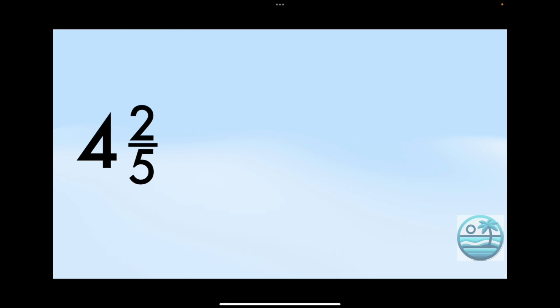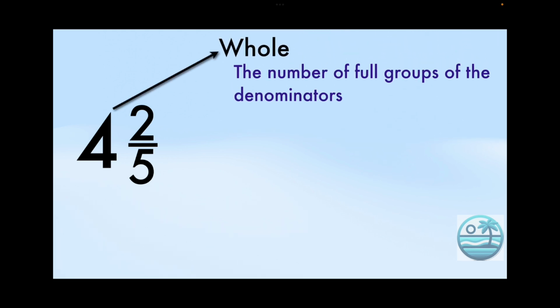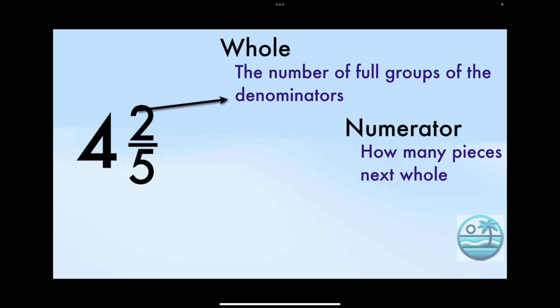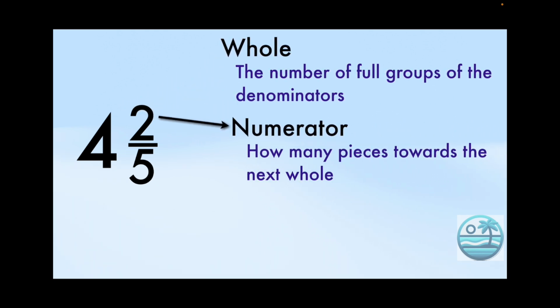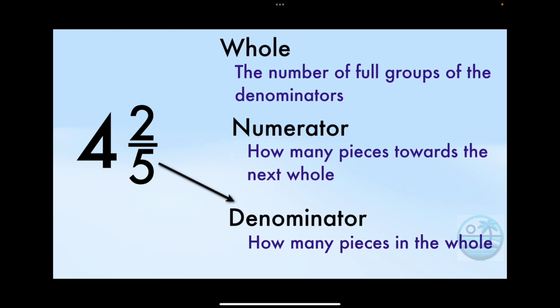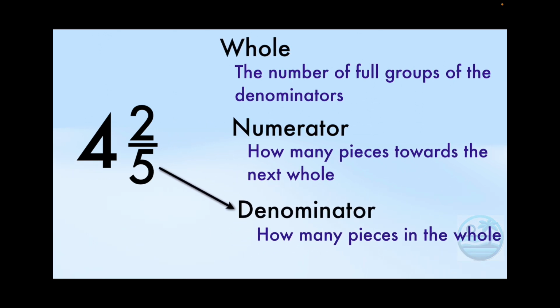Let's take a deeper dive into this and see how and why it works. First, we need to talk a little vocab as always. The whole number is going to be the number of full groups of the denominator. So here we have 4 groups of 5 that are all together. Then we have our numerator, which is how many pieces are left over towards the next whole group, and our denominator, which again is how many pieces in the whole.